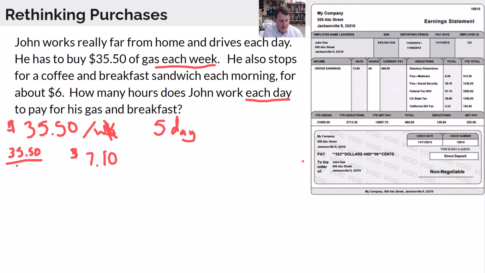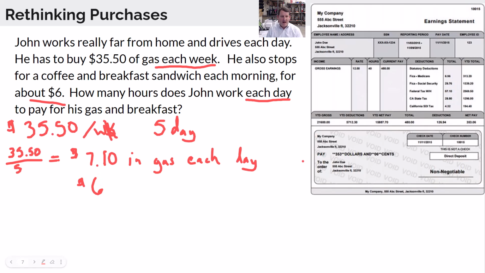$35.50 divided by 5 equals $7.10 in gas each day. So I want to explain the meaning of my numbers. So here, $7.10 in gas each day is what he's spending. He's also spending about $6 on coffee and breakfast and stuff. So, okay, I've got $6 down here as well.